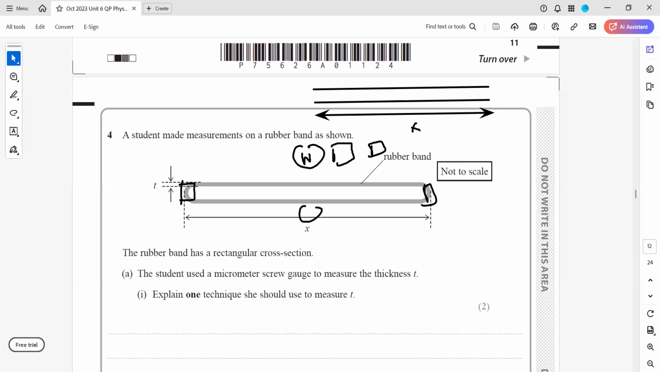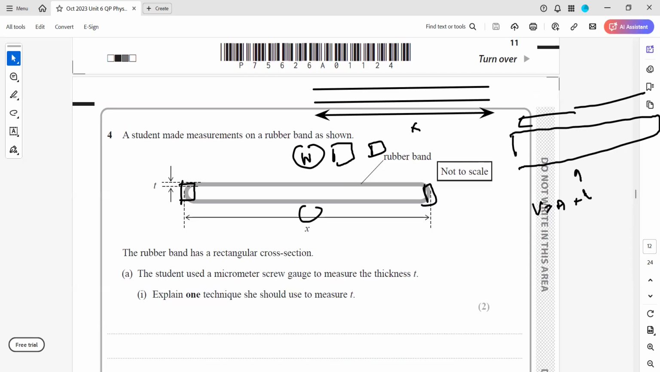Because here the rubber band is stretched between the two ends. So the width, won't the area increase if we stretch? No. For a rubber band, when you pull it, its length increases, so the area will decrease because the volume is constant. Volume is area multiplied by length. So if you stretch a rubber band, the area will decrease. If you compress a rubber band and reduce the length, then the area will increase. Volume is constant.